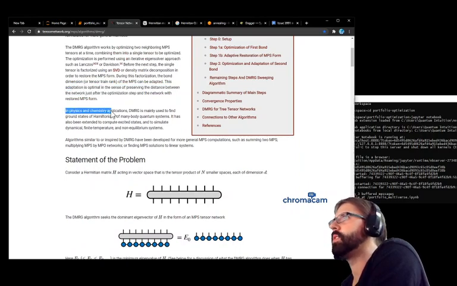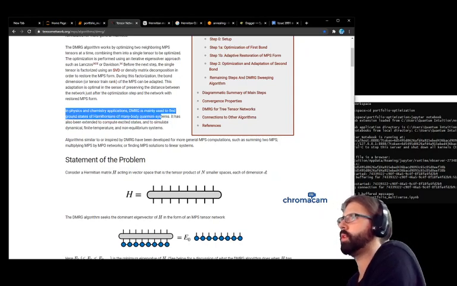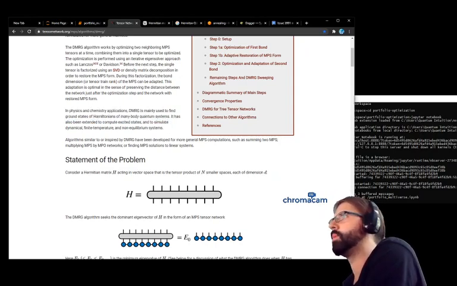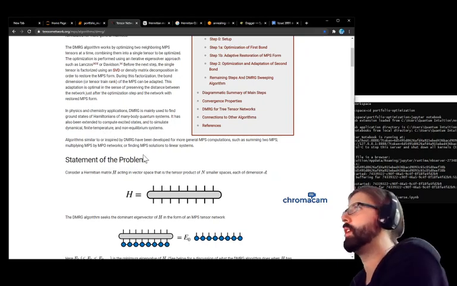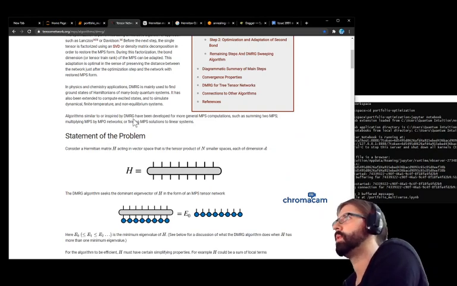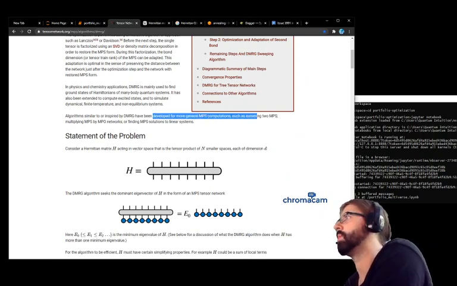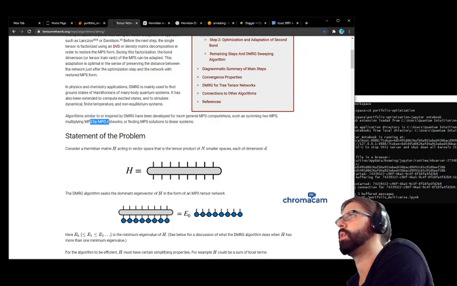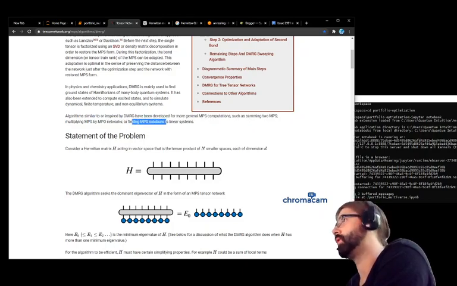Okay, so in physics, this algorithm is mainly used to find ground states of Hamiltonians of many-body quantum systems. It has also been extended to compute excited states and to simulate dynamical, finite temperature and non-equilibrium systems. Algorithms have been developed for more general MPS computations, such as summing two MPS, multiplying MPS or MPO networks, or finding MPS solutions to linear systems. Maybe that's what we want. No, that's not what we want to do.